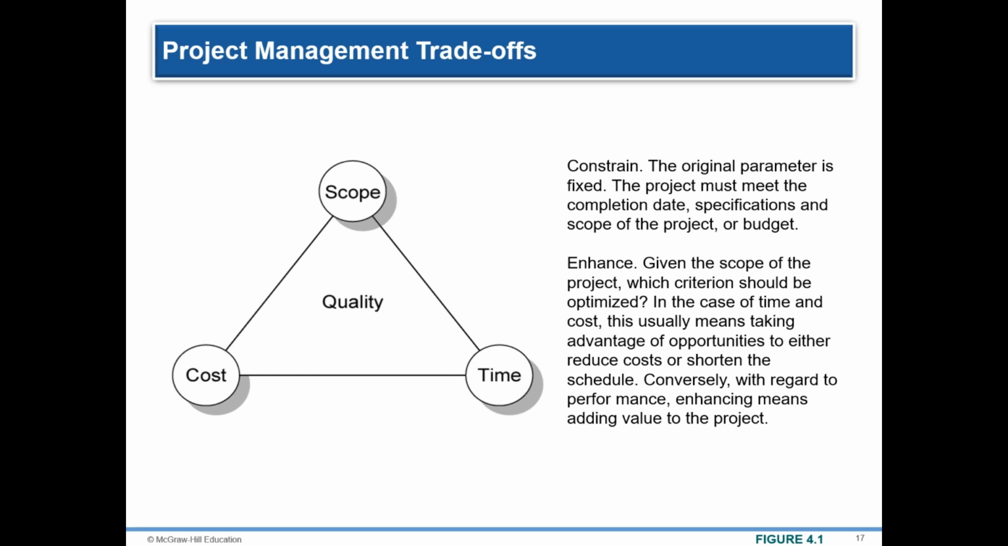Constraint: the original parameter is fixed. The project must meet the completion date, specification, and scope of the project, and budget. Enhance: given the scope of the project, which criterion should be optimized. In the case of time and cost, this usually means taking advantage of opportunities to either reduce costs or shorten the schedule. Conversely, with regard to performance, enhancing means adding value to the project.